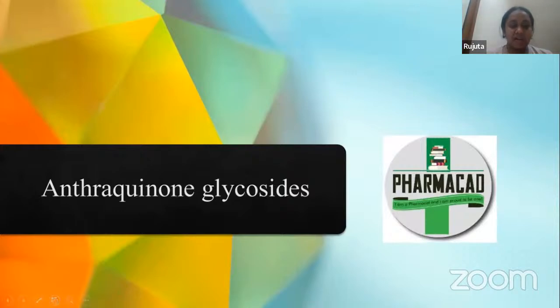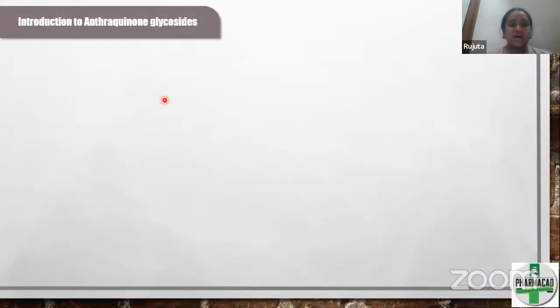So anthraquinone glycosides, from the name, contain the anthraquinone nucleus. And glycoside, we already know what a glycoside is. You have already seen part 1. So let us have a brief introduction about what anthraquinone glycosides are.